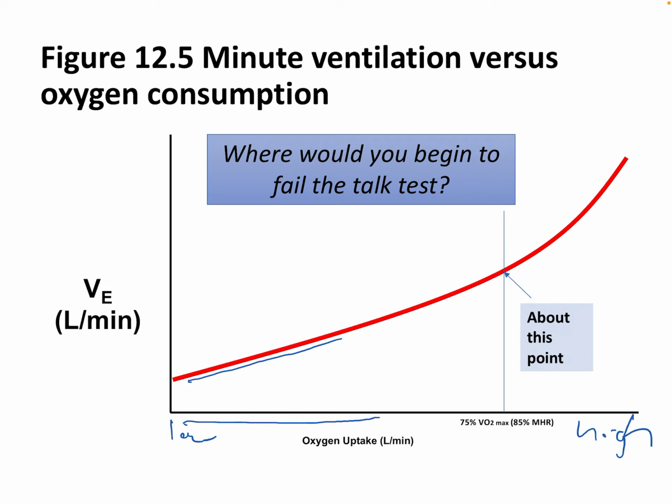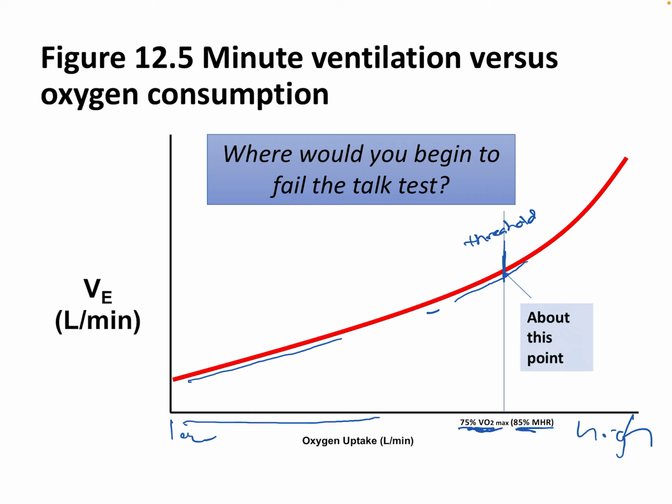At moderate to heavy workloads, minute ventilation starts to increase out of proportion to workload. So usually our minute ventilation begins to increase more rapidly when the workload requires 75 to 80% of our maximum oxygen uptake, or VO2 max, and around 85% of our max heart rate. So when our workload starts to increase more rapidly, we're talking about a threshold. So here is our threshold right here.